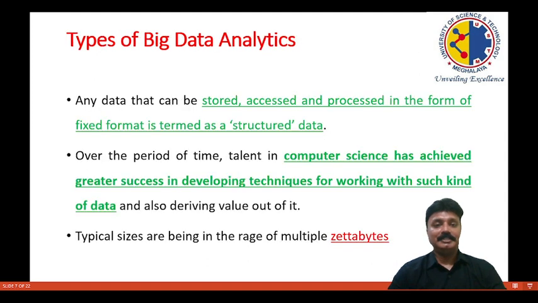The types of big data analytics. Any data that can be stored, accessed and processed in the form of a fixed format is termed structured data. Over the period of time, talent in computer science has achieved greater success in developing techniques for working with such data and also deriving value out of it. These typical sizes are in the range of multiple zettabytes. We'll see that.